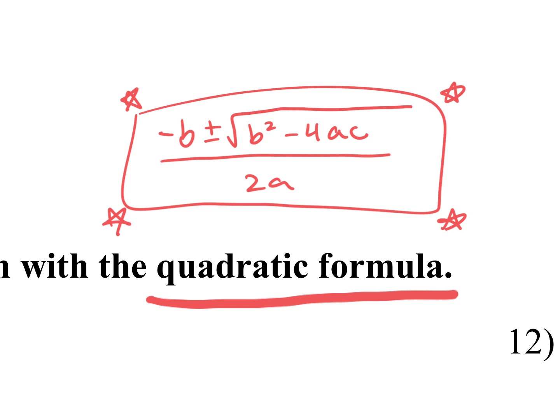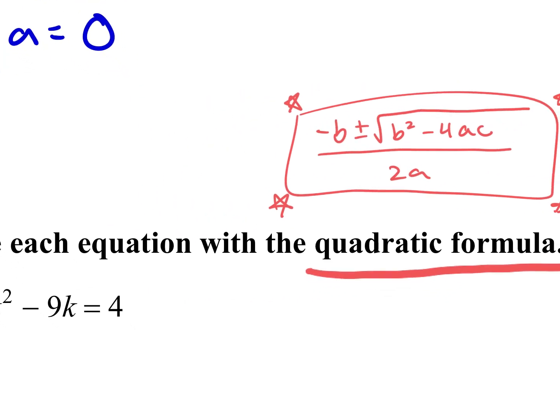So your quiz will have the same directions as the review. It'll say solve with the quadratic formula, so you know you have to use this. And then remember that it is like x squared plus x plus the number equals 0. And then this is your A, B, and C. So it has to be in this order.